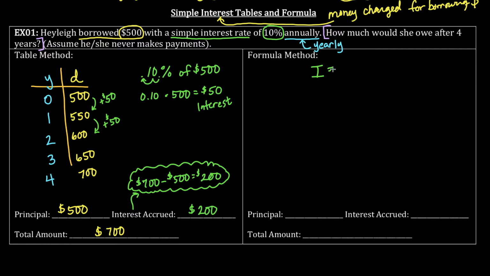I equals, we'll do the principal times the rate, interest rate. It might be too confusing to put with this one. I'm just going to do it like this. PRT. Capital P is the principal. That's how much you took out initially. This R is your interest rate. I don't know why it's capital like that.